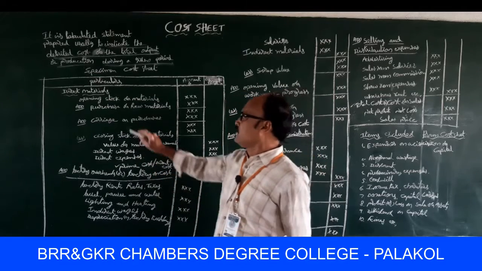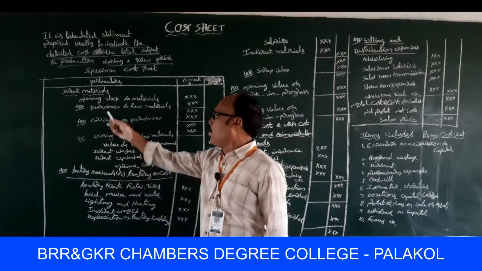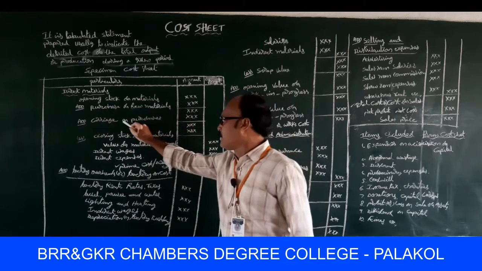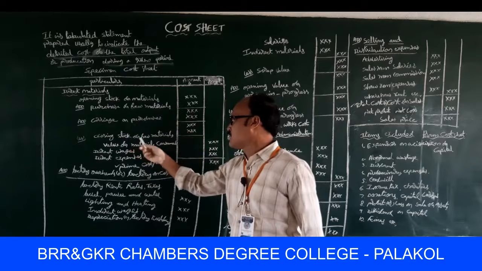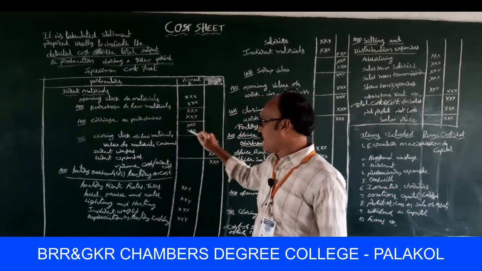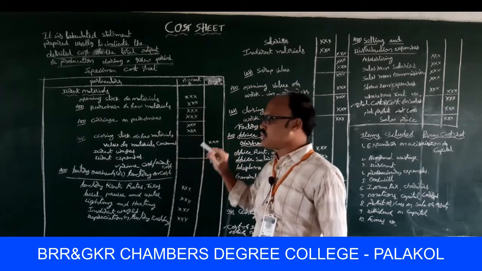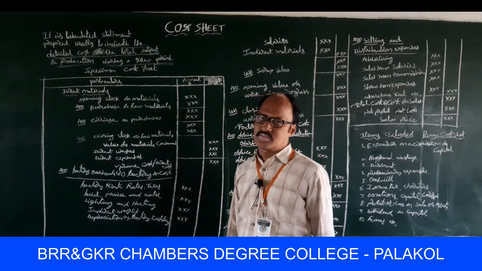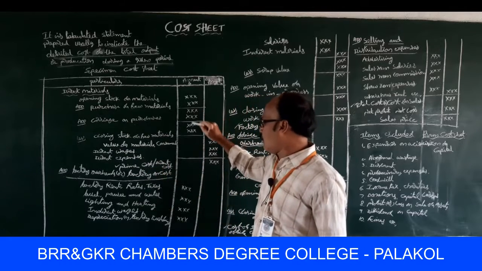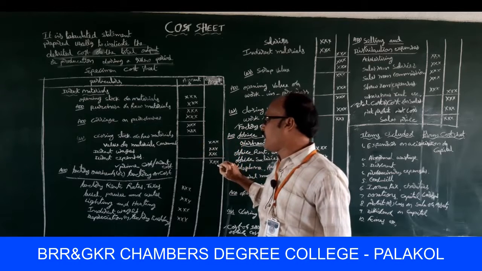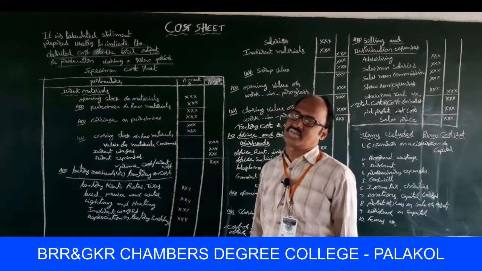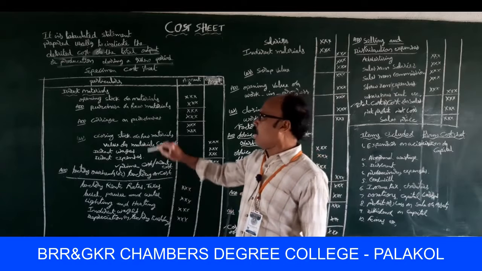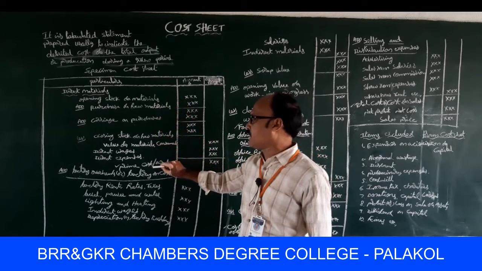Let us see now. Direct materials: opening stock of materials, add purchase of raw materials, add carriage on purchases, less closing stock of materials. Then we find out the value of materials consumed. Next, direct wages. Next, direct expenses. If we add all the transactions, finally we find out the prime cost or direct cost. Once again, all the direct expenses should be recorded under the head of prime cost.